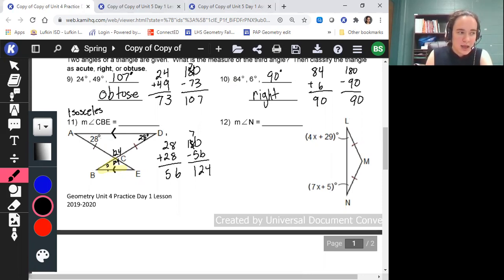And then we can take that 124, subtract it from 180, get 56, and then divide by 2, and that gets us 28 degrees for angle CBE. Now, I could have also done this because AD and BE are parallel. Know that angle D and angle B are congruent because they are alternate interior angles.